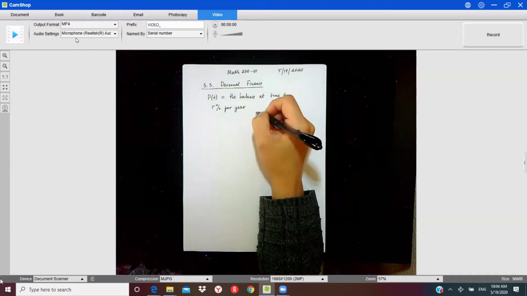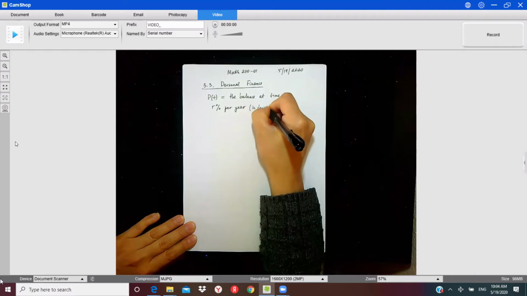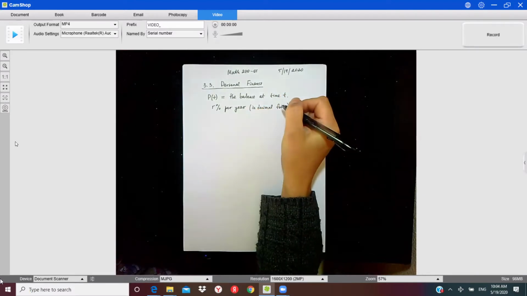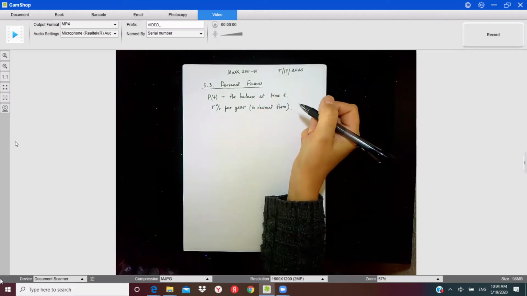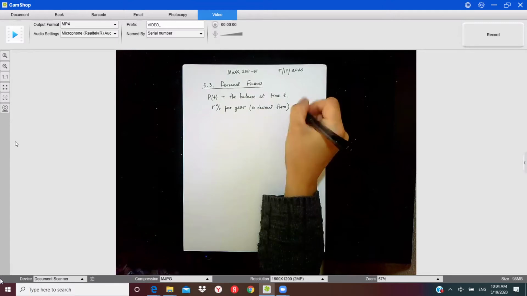Terms of calculation, so in decimal form. In other words, if it's 5% per year, then we will have to use 0.05. Am I correct?